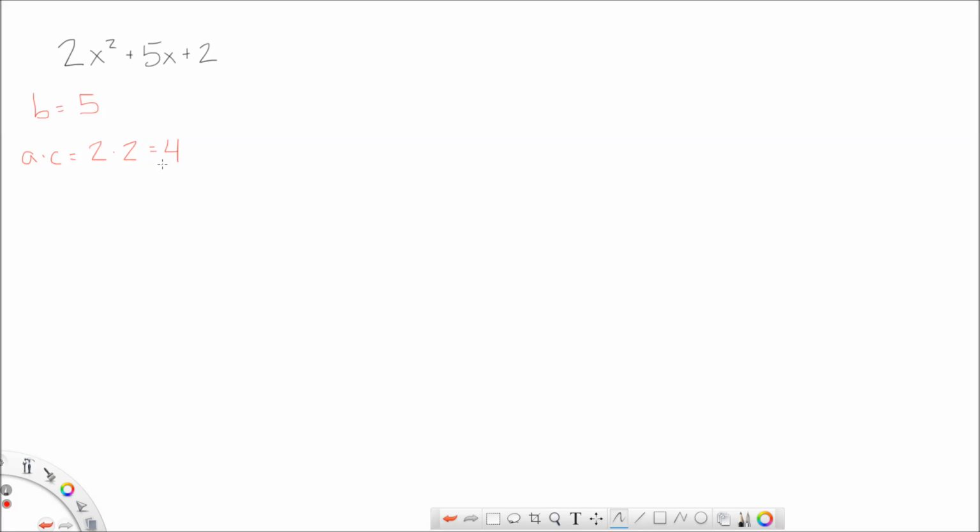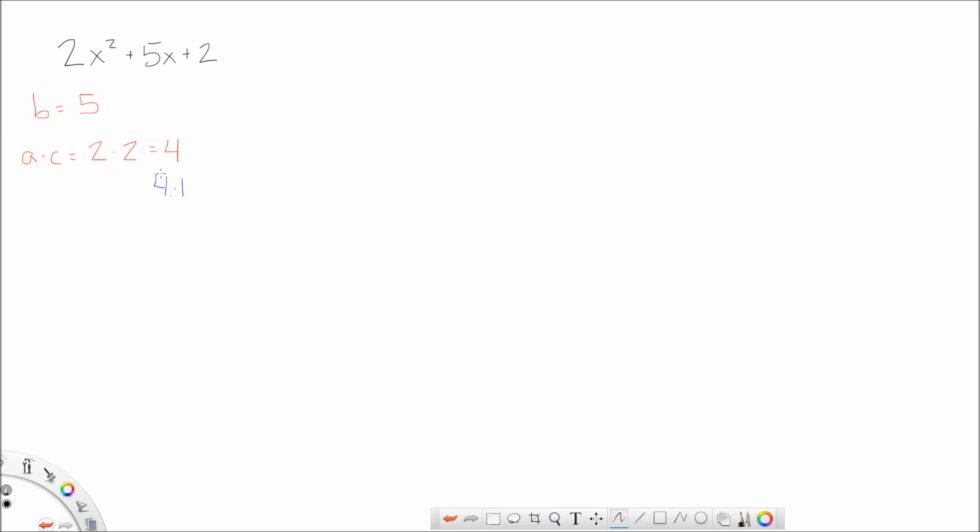So now we want to find two numbers that multiply together to give 4 and add together to give 5. Well, 2 times 2 doesn't work because that's 4. But 4 times 1 are going to be the choices that we want. So 4 times 1 multiply together to give 4, and then if we add these together, we get 5.